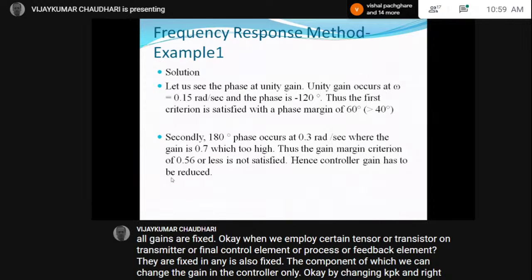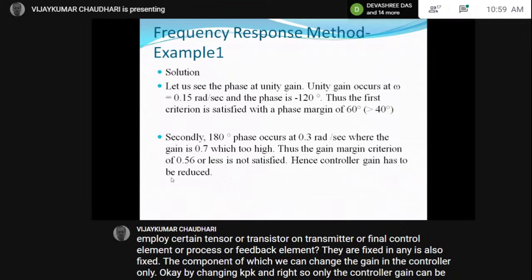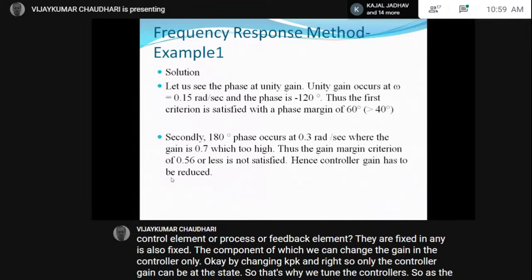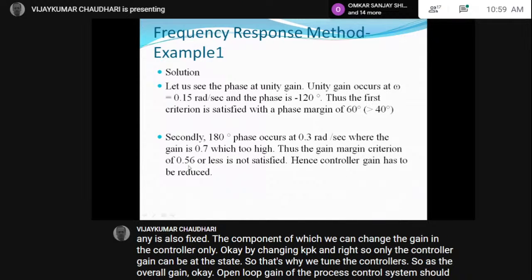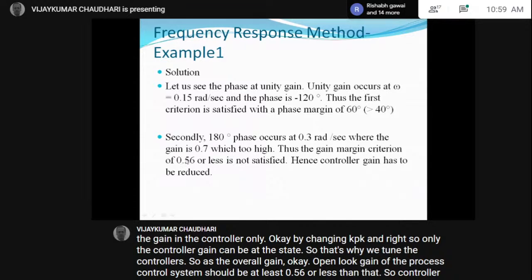So that's why we tune the controllers, so that the overall open loop gain of the process control system should be at least 0.56 or less than that. So the controller gain has to be reduced from 0.7 to 0.56 or less than that. Is the concept clear then?